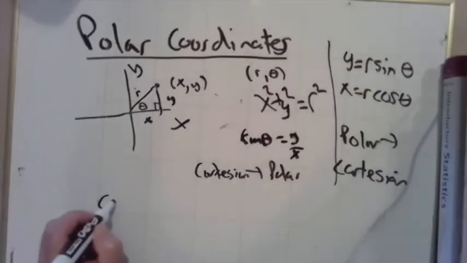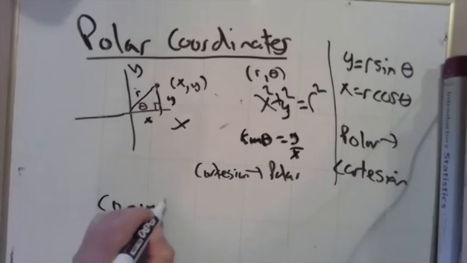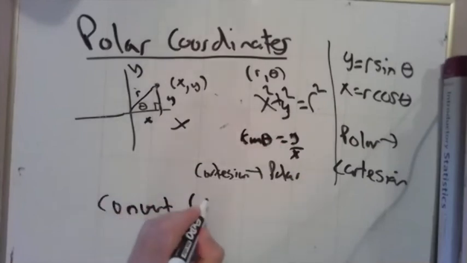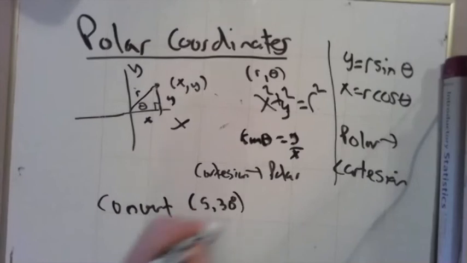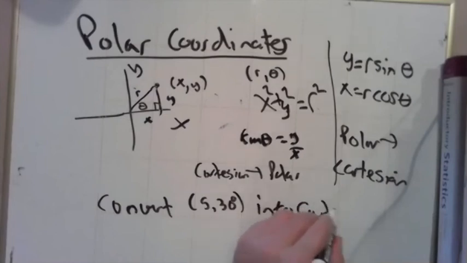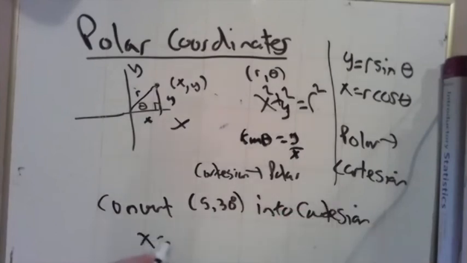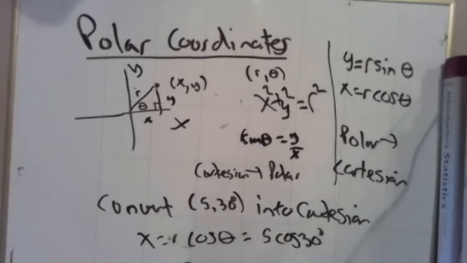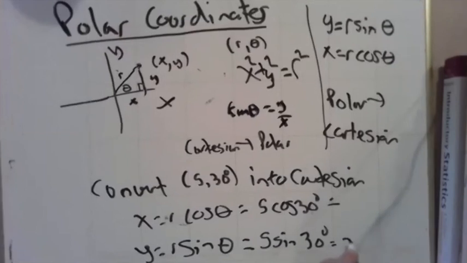Okay, so let's start with the easy. Let's say I want to convert, oh, let's use that point we had a minute ago, (5, 30 degrees) into Cartesian. Well, x equals r cosine theta. y equals r sine theta. We just get our calculators out. This would be 5 times cosine of 30 degrees, 5 sine of 30 degrees. I know sine of 30, that one will be easy. That's a half. So this I can do in my head, it's 2.5.